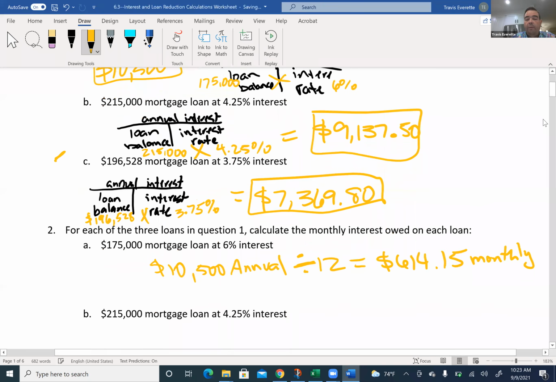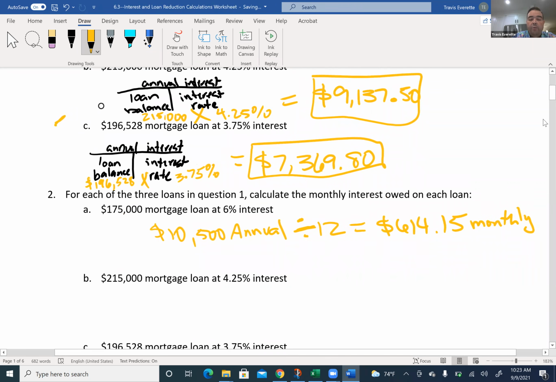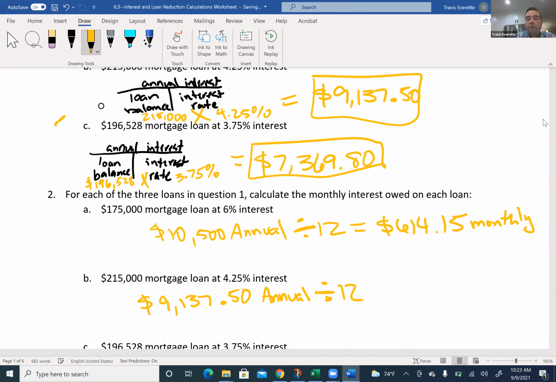And we can repeat that process for B. B, we know, is $9,137.50 annually. And we're going to divide that by 12 because there's 12 months in the year.